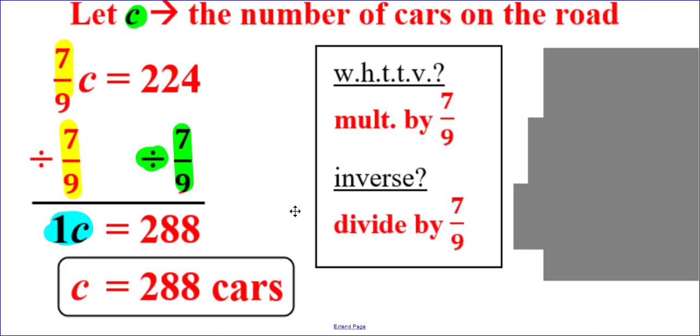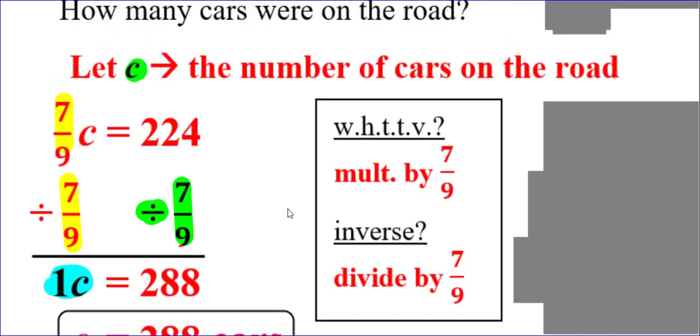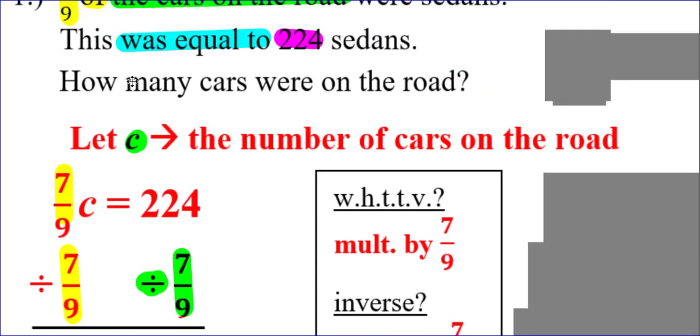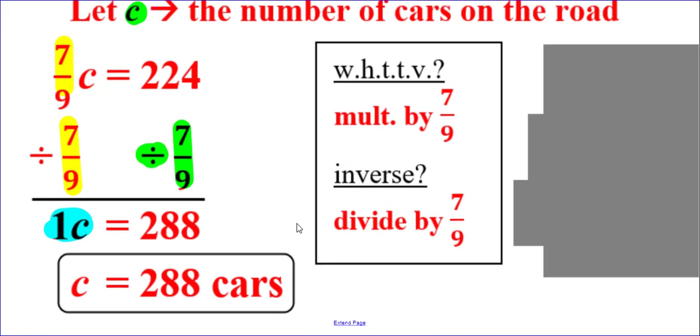And if you ever forget what kind of unit of measure or label that you should put on your answer, you can always go back and reread what you defined your variable as, which went back to what the question was asking you to find. How many cars are on the road? So the answer is 288 cars.